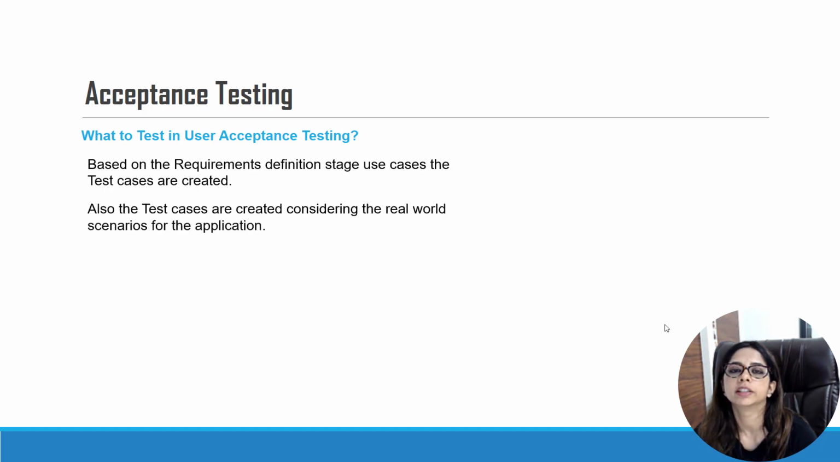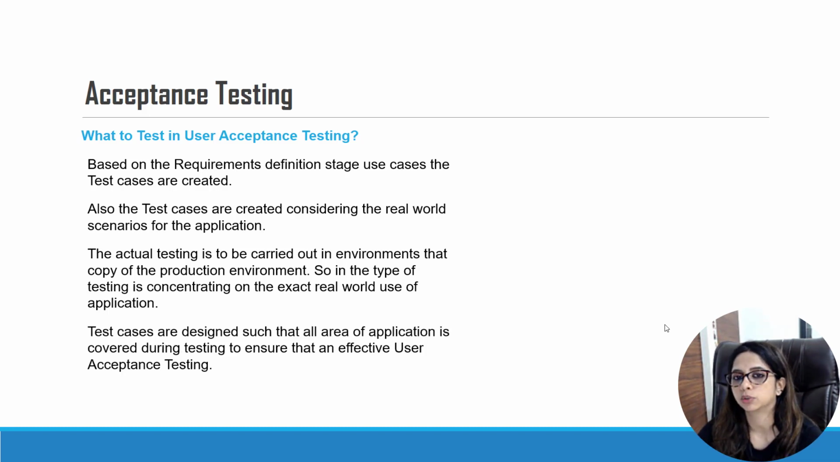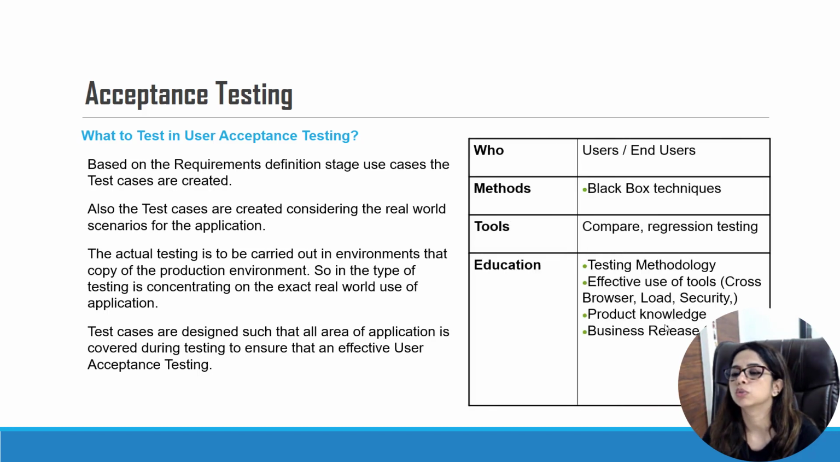So basically the requirements are properly tested, and here acceptance testing is directly related to the business requirement specification. So we'll be testing the requirements and we'll apply black box testing techniques, and the actual and the expected results are matched, and we do the testing so that we make sure that there are no major issues left in the system before the production release. So who is doing it? Users and users. Method is the black box technique.